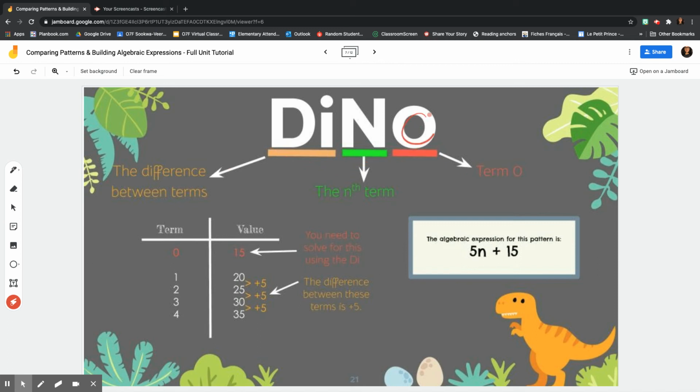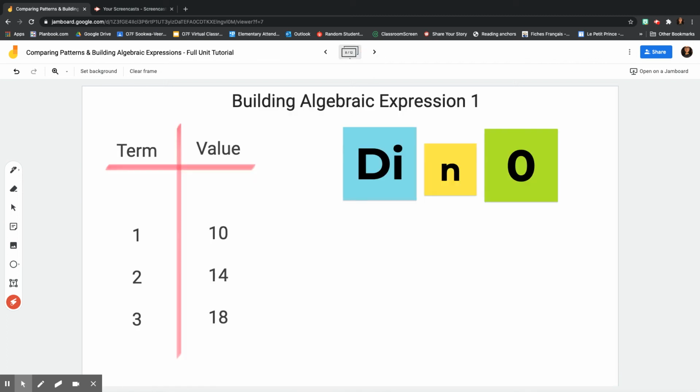And then this one is term 0, so it's the one before the number 1. So you actually have to extend your chart to get the 0 and figure this out doing some math. So let's work that out together. Just so we all are on the same page on how to do algebra. So again, the DI is the difference between terms.